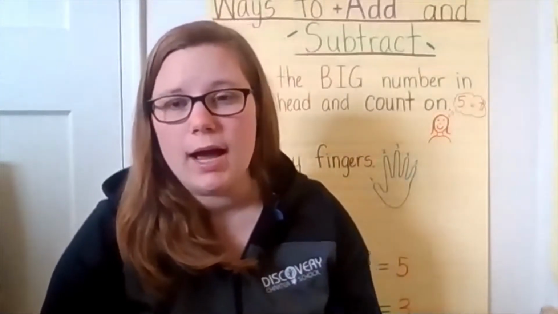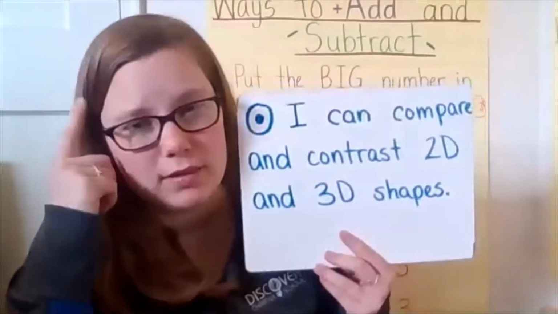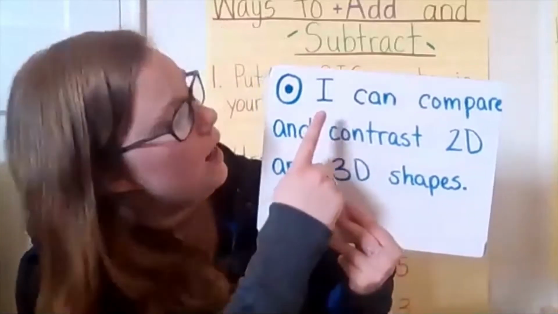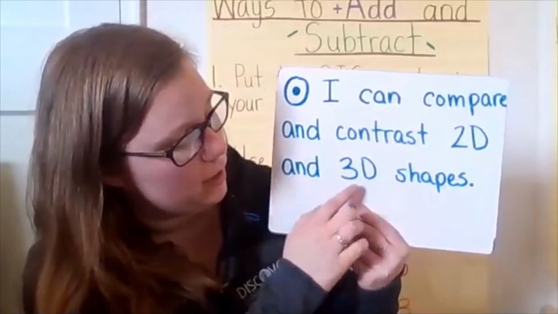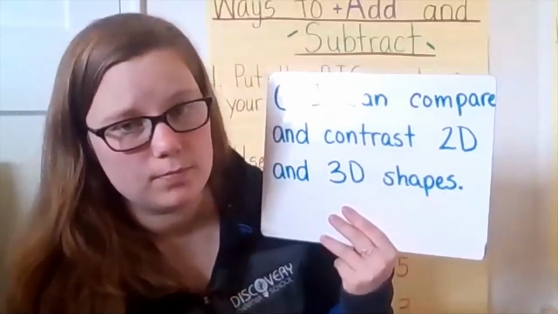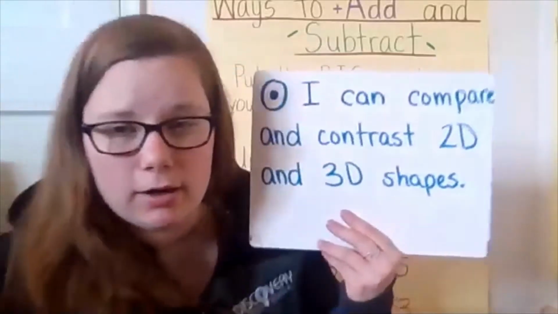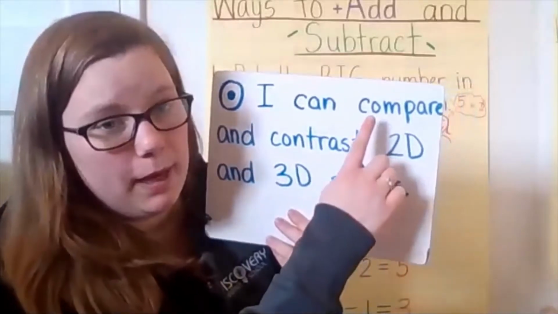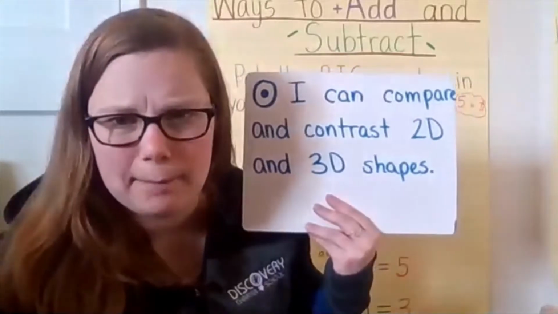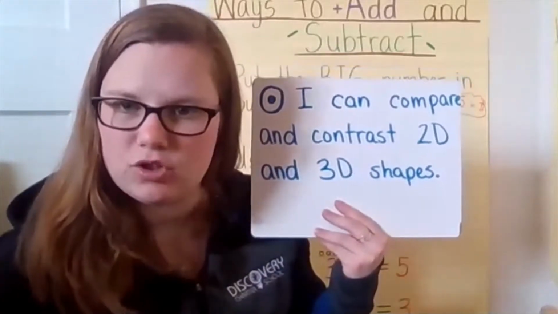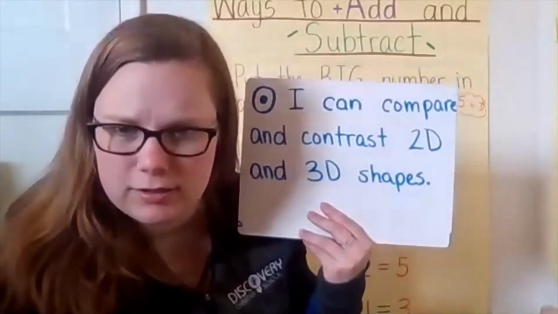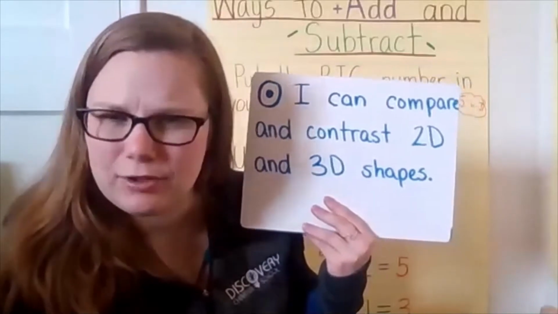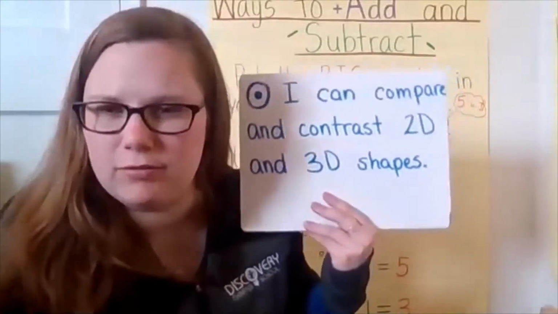While we're doing that, I want you guys to focus on this learning target. I can compare and contrast 2D and 3D shapes. When we compare and contrast, compare means what's the same? What's the same about these shapes? Contrast means how are they different? How are they different shapes? How are those shapes different from each other?